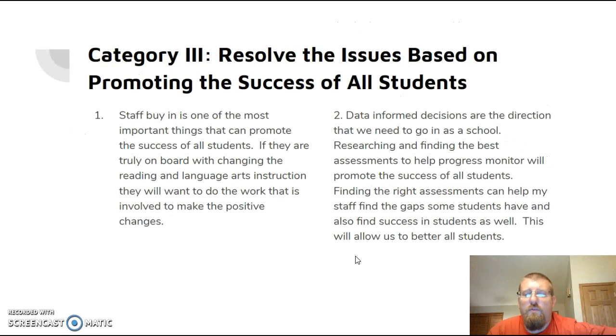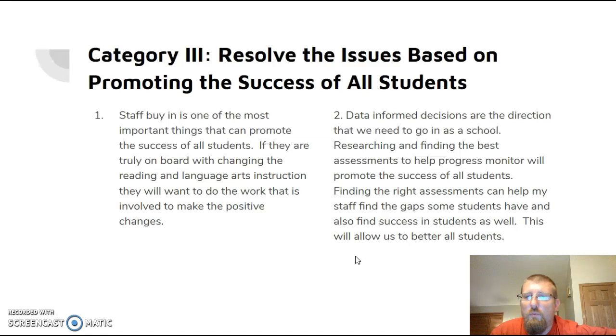Category 3. Resolve the issues based on promoting success of all students. First thing, need staff buy-in. The most important thing that can promote the success of all students. If they're truly on board with changing the reading and language arts instruction, they will want to do the work that is involved to make the positive change.